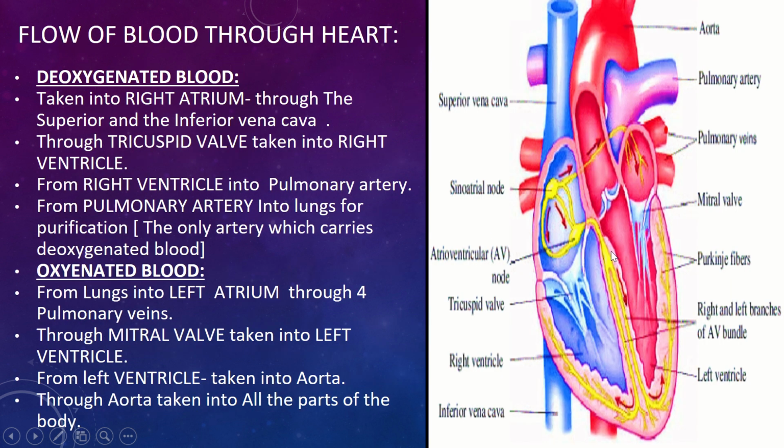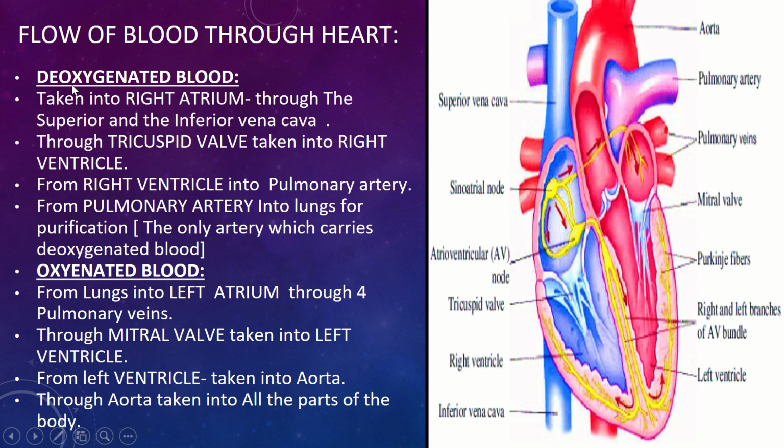But there are two colors. Why are these colors given? Blue represents the deoxygenated blood, that means the blood which carries carbon dioxide, and red represents the oxygenated blood, that is the blood which carries oxygen. That is called the oxygenated blood. That's why it is given in red color.